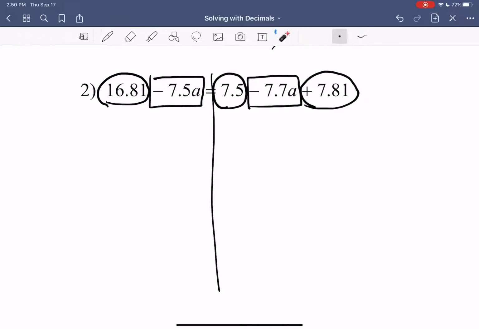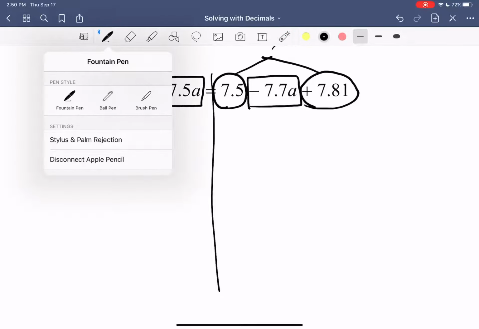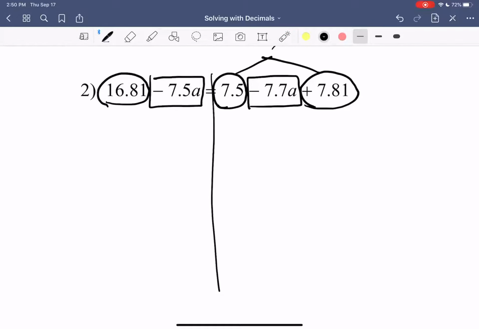So on the left side of the equation right here, we don't have any like terms because we have constants and variables. But on the right side, we have 7.5 and 7.8 that are like terms. So we're going to combine those on the right side. In our calculator, 7.5 plus 7.81 equals 15.31. And we still have this minus 7.7a. And then on the right side, we still have 16.81 minus 7.5a.